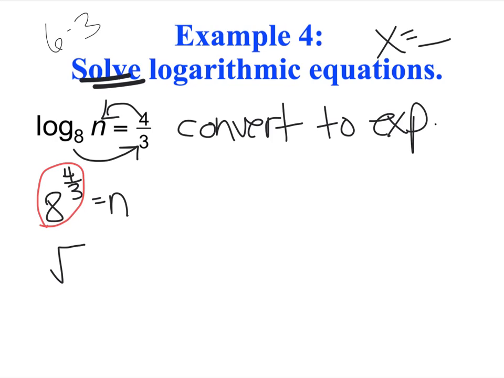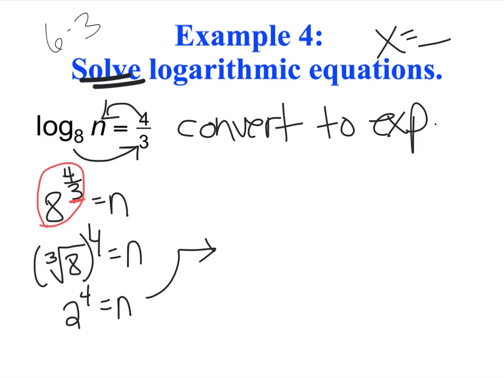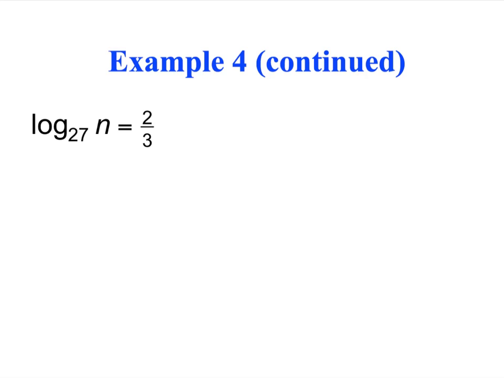First I want to write this as 8 to the 3rd root. Remember, the bottom is the root. And all of that to the 4th power equal to n. The 3rd root of 8 is 2. So then I'm left with 2 to the 4th power equals n, or n equals 16. That's it. That is all there is to it. Let's look at another.